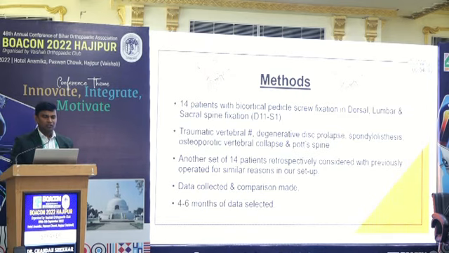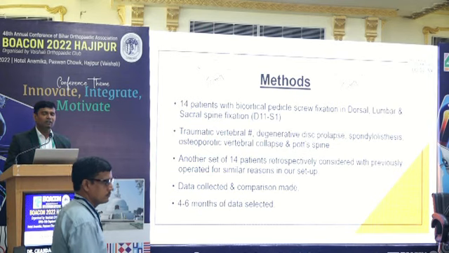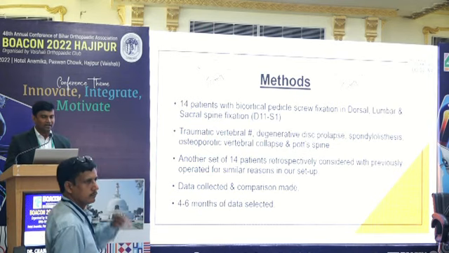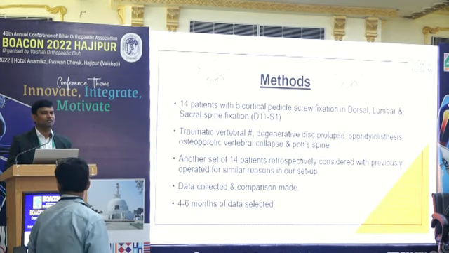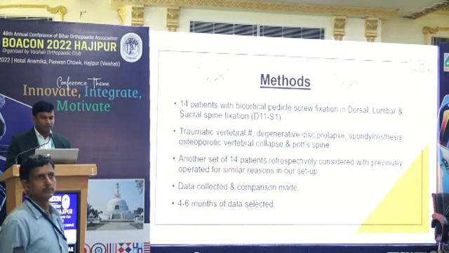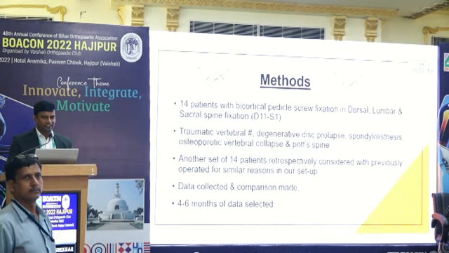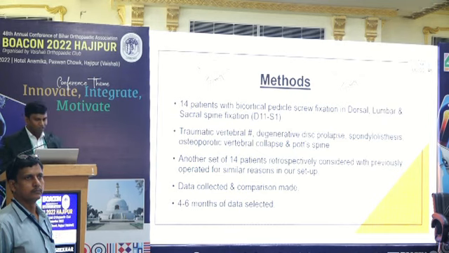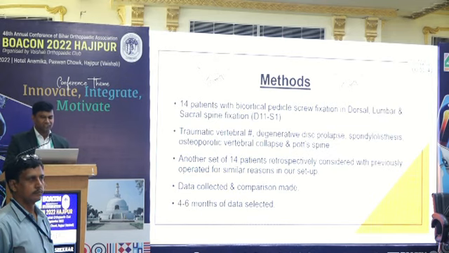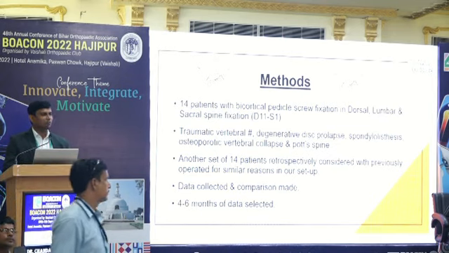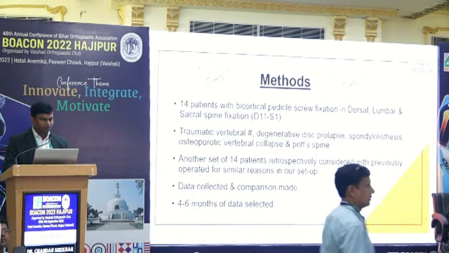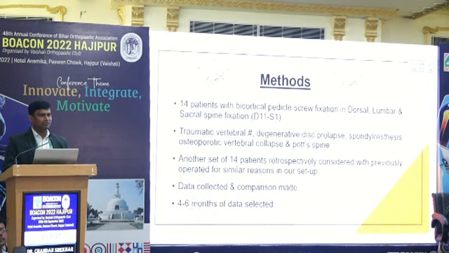When this slide was made, only 14 patients were considered, but till now it has been thrice this number. Bicortical fixation screws in dorsal, lumbar and sacral spine were considered, ranging from D10 to S1 vertebra. Etiologically, traumatic vertebral fracture, degenerative disc collapse, spondylolisthesis, osteoporotic vertebral collapse and spine were considered. Another similar set of 14 patients, previously operated for similar reasons in our own setup, was retrospectively considered. Data were collected, comparisons were made, and 4 to 6 months of study has been done.